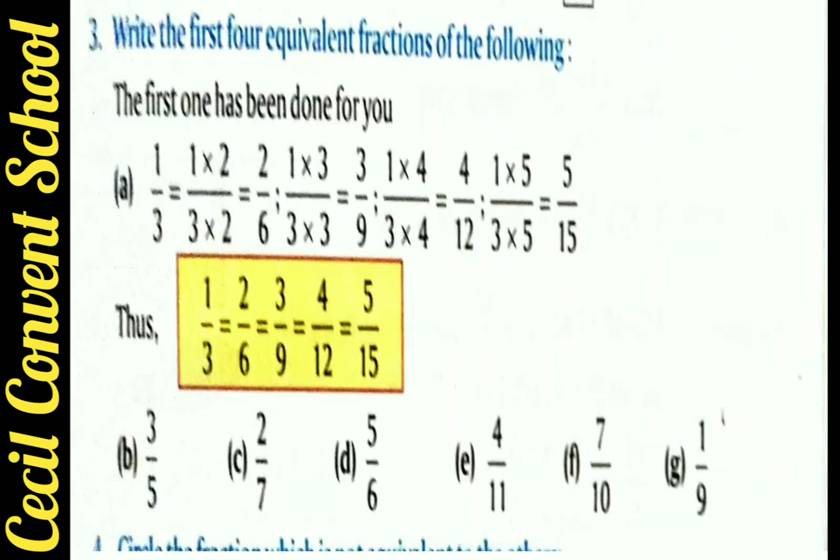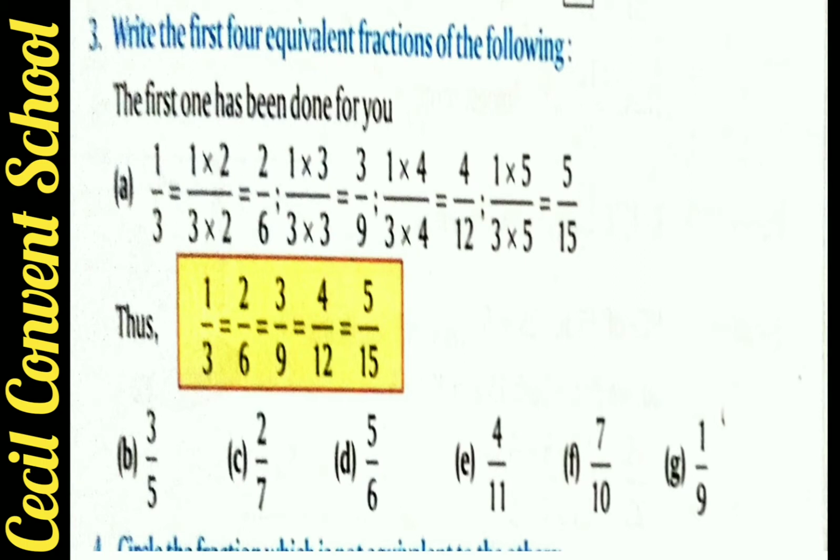Clear, students? Now we do question number 3. Question number 3 is write the first 4 equivalent fractions of the following. For you, the first one is done. In the first one, what they have done, they have multiplied the numerator and denominator by the same number. So first we always start from 2, because if you multiply by 1 you will get the same number, 1 by 3, but we need a different equivalent fraction, though it should be equivalent to the first one. Clear? For that you have to start from 2.